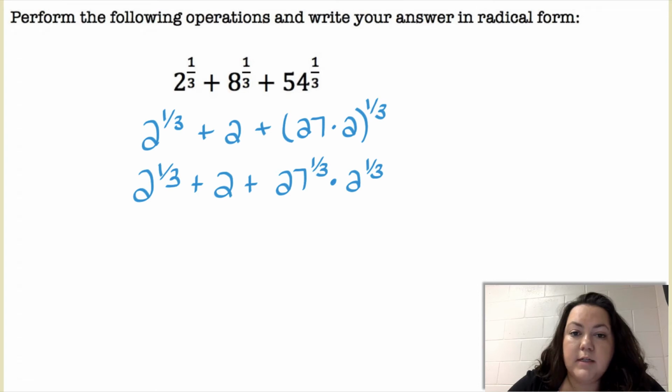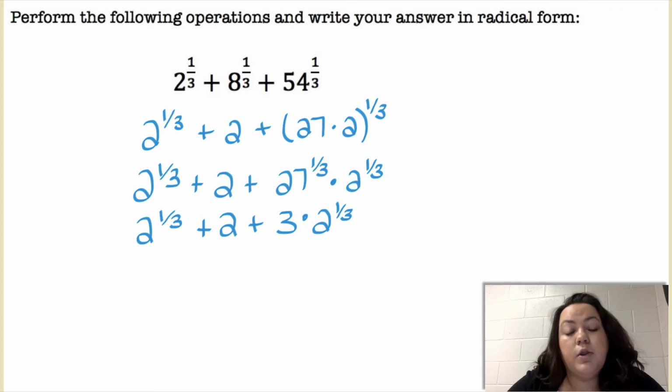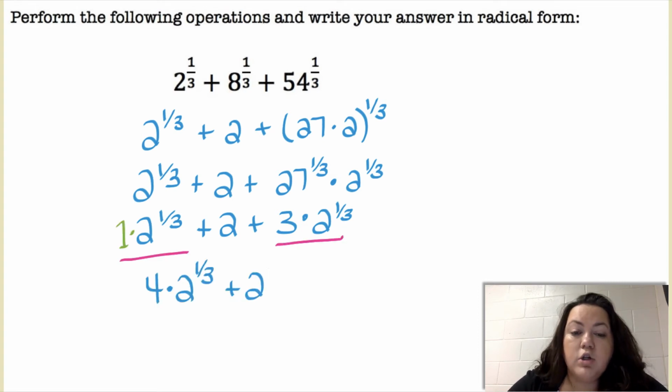And when you're raising it to the 1/3, that means you're taking the cube root. Okay, so 2 to the 1/3 plus 2 plus 3 times 2 to the 1/3. So now I can combine my 2 to the 1/3 pieces. Well, I have 1 2 to the 1/3, and then I have 3. So then I have 4 2 to the 1/3 plus 2. Okay, and now if I want to write it back in radical form, I would write 2 to the 1/3 as the cube root of 2. So I have 4 cube roots of 2 plus 2.